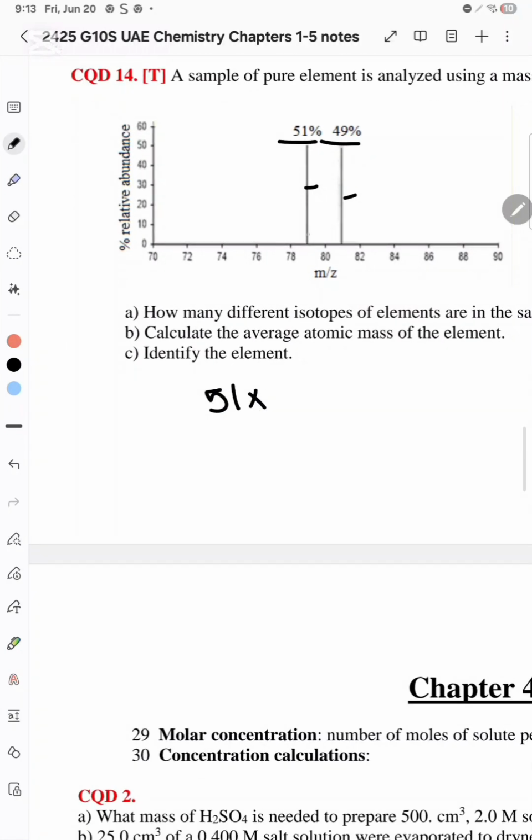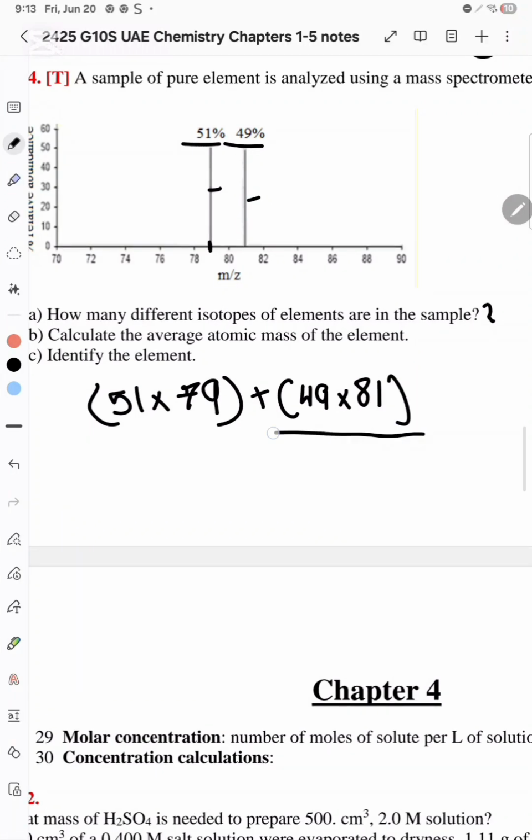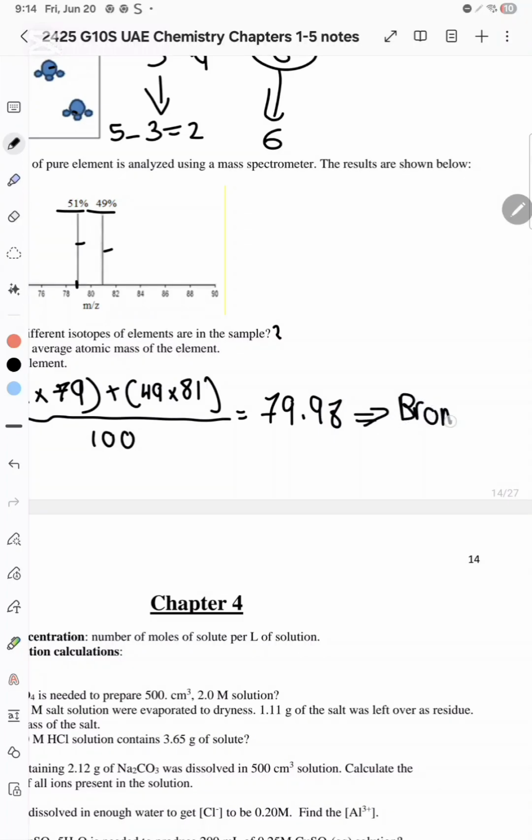51 times 79 plus 49 times 81. Can they just give us correct numbers? Over 100 should be 79.98. And you need to go back to your periodic table, which is going to be bromine.